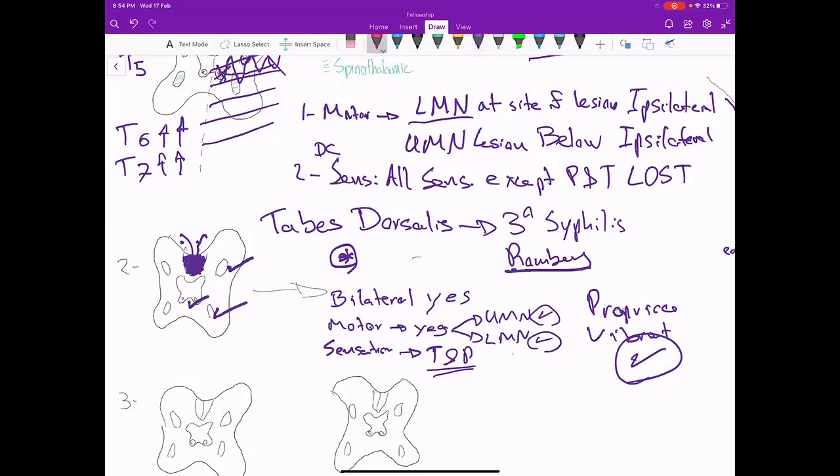So in this case, what I highlighted in the dorsal columns is okay, but the corticospinal is not. The ventral horn is not, and the spinothalamic is not. Is it bilateral? Yes. So everything is destroyed, but I have proprioception, I have vibration. And do I have deep tendon reflexes? Yes, I do. So what am I talking about? Anterior spinal artery syndrome. Excellent. So it's called anterior cord syndrome.